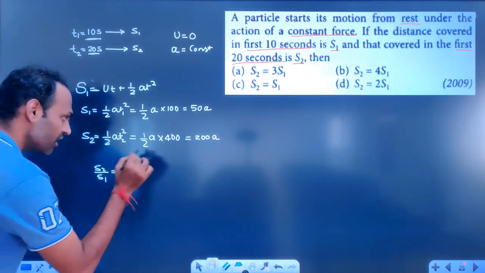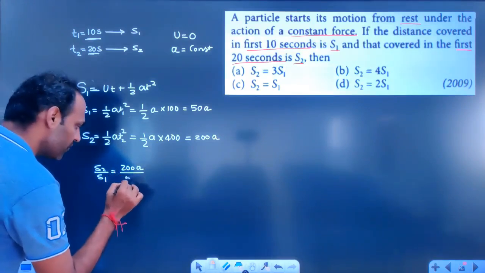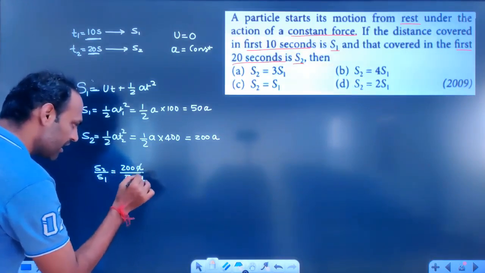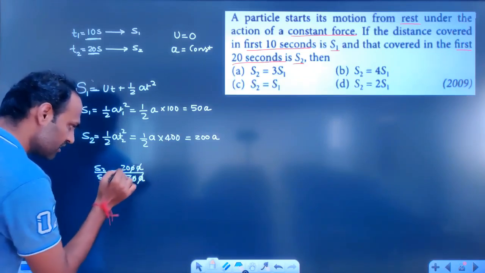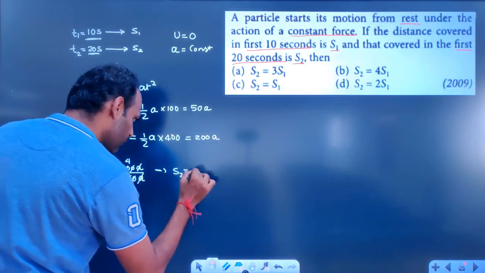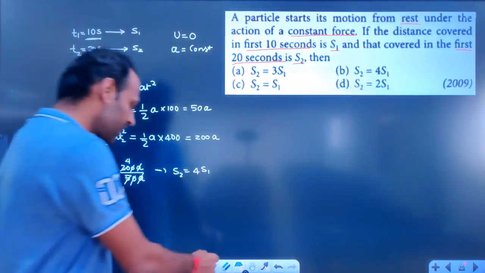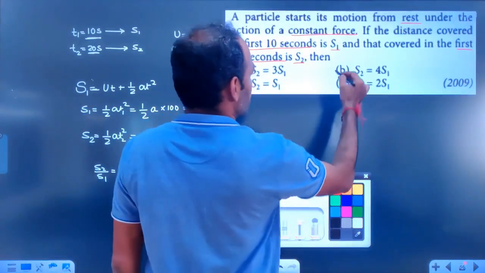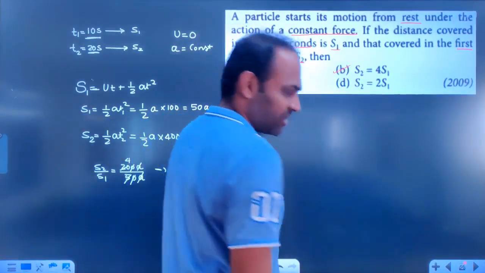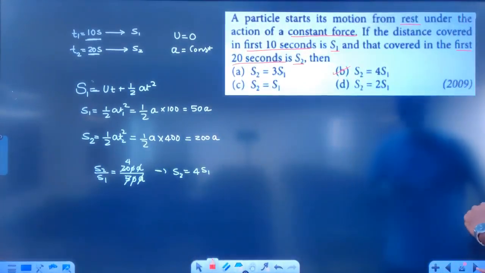S2 divided by S1. S2 is 200A and S1 is 50A. A and A will get cancelled, 0 and 0 will get cancelled, 5 ones are 5, 5 fours are 20. So what I will get? I will get S2 is equal to 4 times of S1, right? Then which option is correct? S2 is equal to 4 times of S1 means option B is correct. This is from NEET 2009, right? Okay, let us go to the next question then.